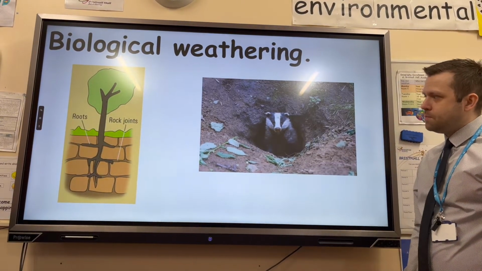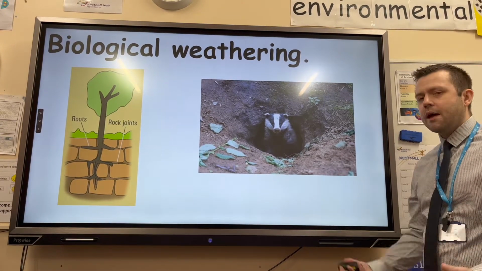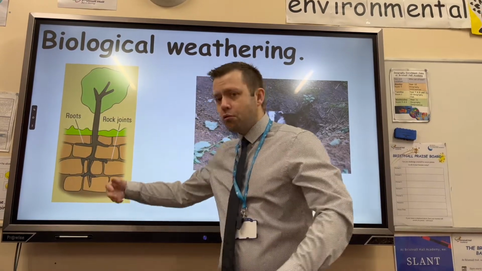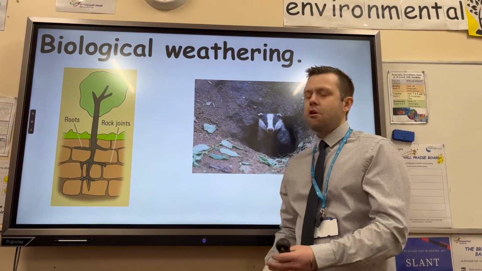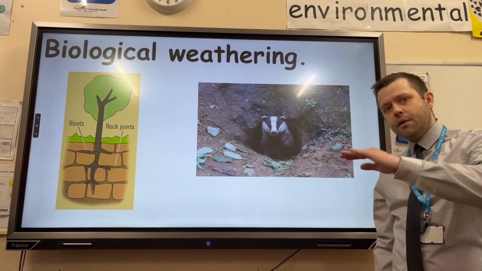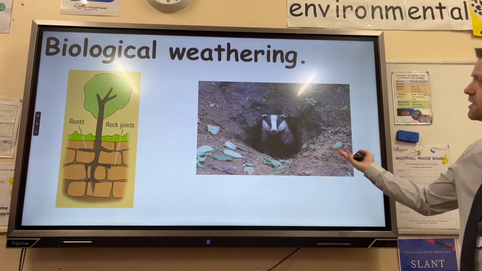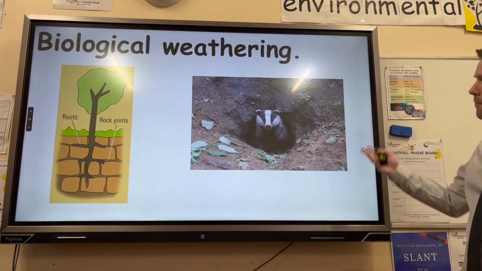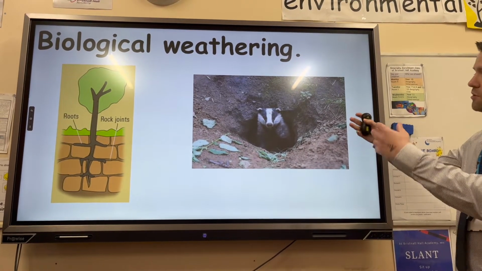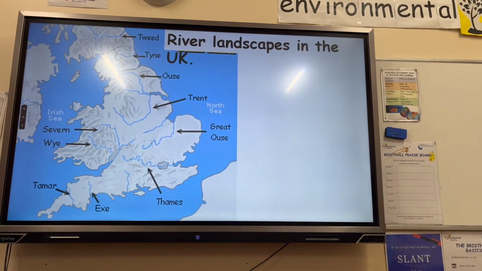The final type is biological weathering. Biological is anything to do with plants and animals and how they wear away the landscape. Trees and roots are a good example. Their roots grow into the ground, get into the cracks, and this will loosen the ground. If you ever walk down a pavement and you've seen a lump in the ground next to the tree, that is the roots doing biological weathering. Another example is animals, such as Mr. Badger. They burrow under the ground, same with foxes, and this creates weaknesses, and eventually the ground could potentially collapse.